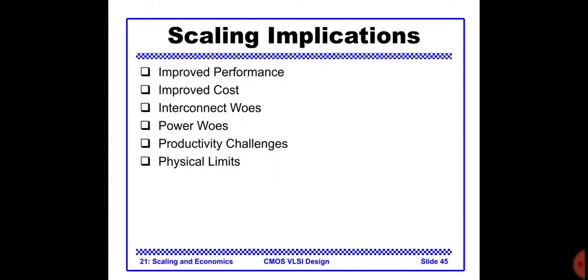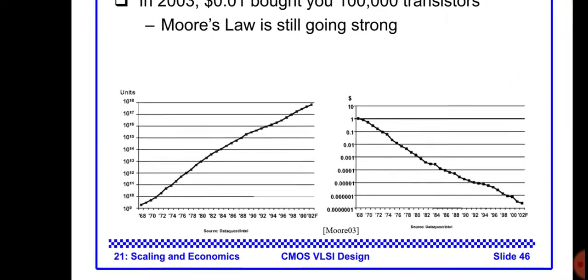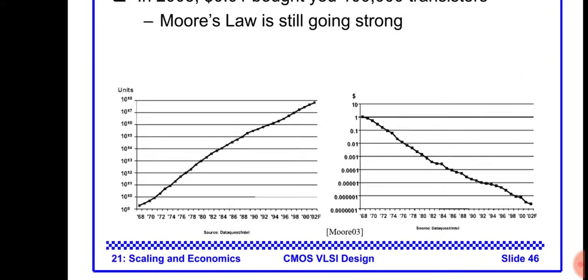And the scaling implications: improved performance and improved cost, interconnect woes, power woes, productivity challenges, physical limits. The cost improvement: in 2003, $0.01 bought you 1 lakh transistors. Moore's law is still going strong, and the two diagrams are given below. It is based on the units and the data.